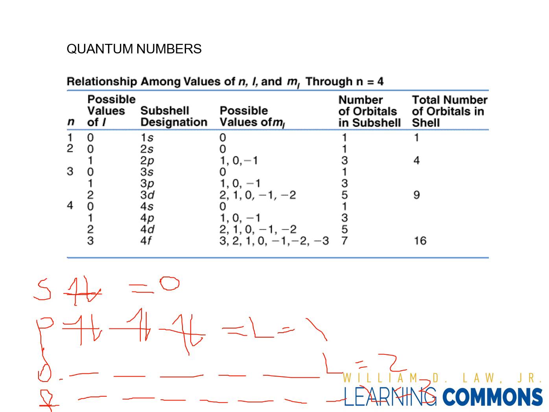And the value of ML. For the s orbital, most of the time ML is equal to 0, and for the p it is 1, 0, minus 1. That means 1, 0, minus 1.